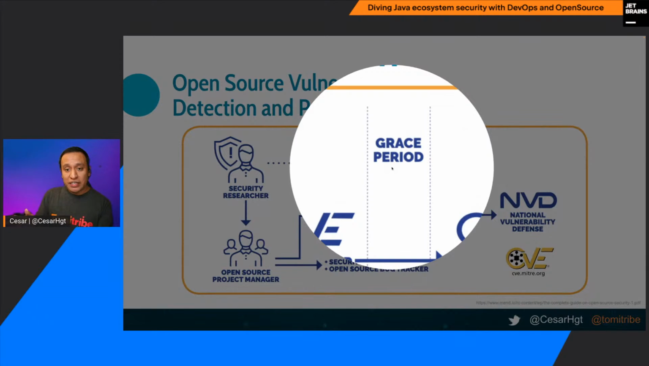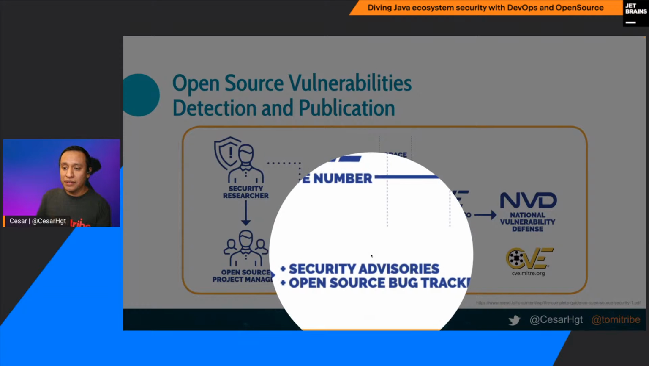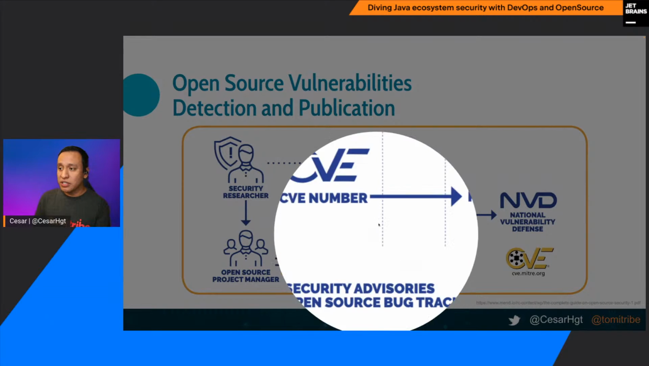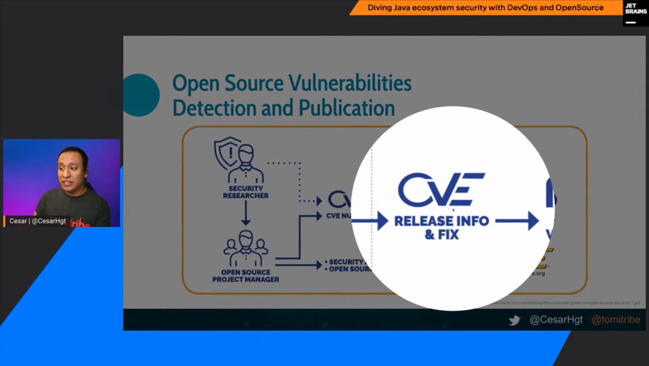There is a grace period after the vulnerability is identified. In the meantime, or in parallel, the contributors or the open source maintainers are working along with the person who identified the issue to understand the severity and so on. And then finally, the CVE is released, and the information and all the prerequisites for that CVE are published. In the best case scenario, there is also the fix.